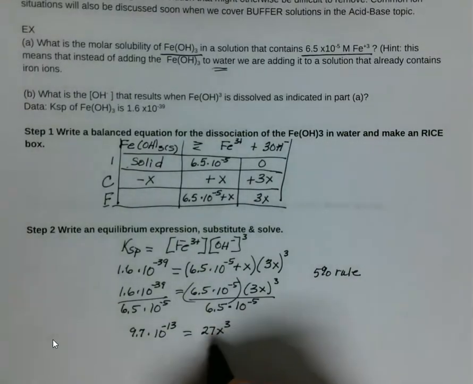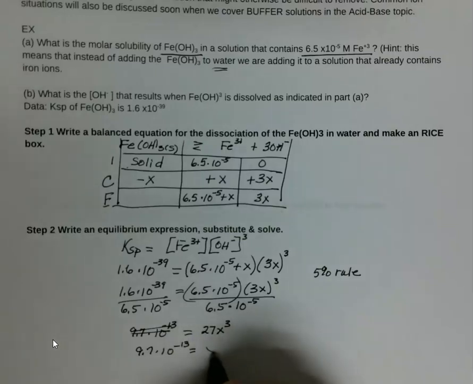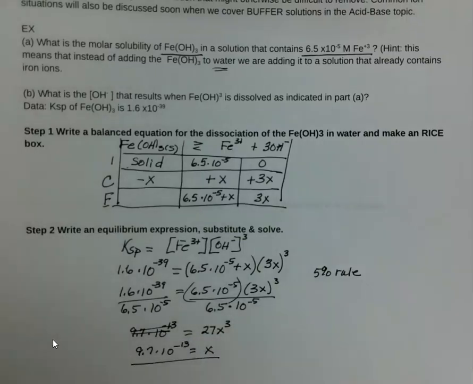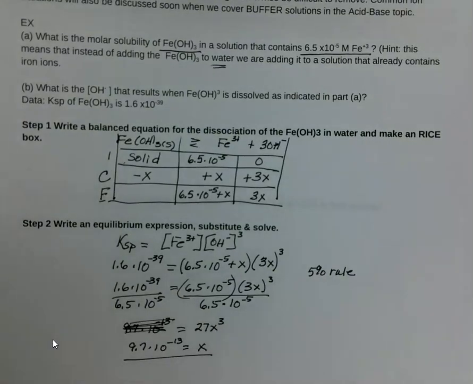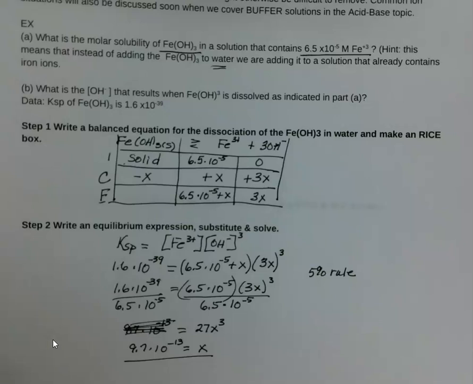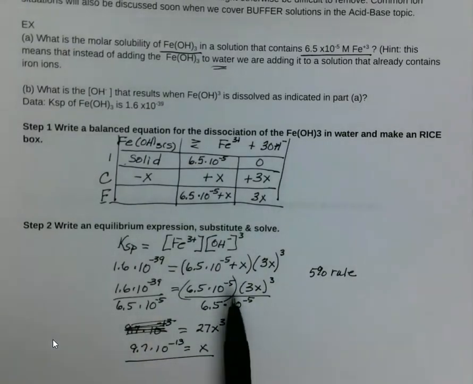Oops, sorry, let me put that in there right. Your final answer is 9.7 times 10 to the negative 13. Okay? My bad. Okay, hopefully you had that and realized that I put that in the wrong spot. Okay, does that make sense? So again, the only thing that we're adding in is this little piece right here and the 5% rule that allows you to eliminate that x there. Okay?